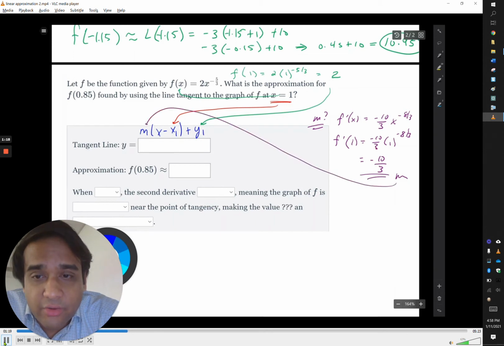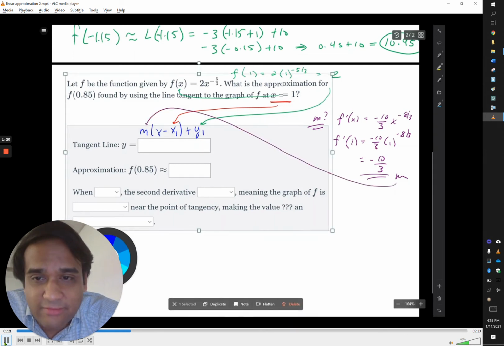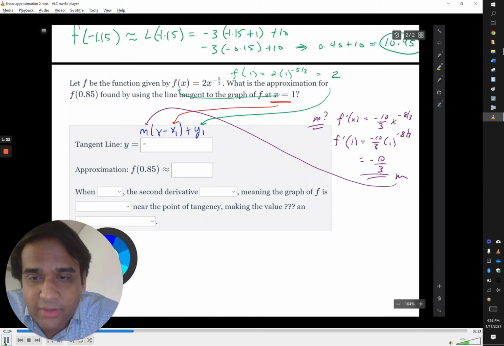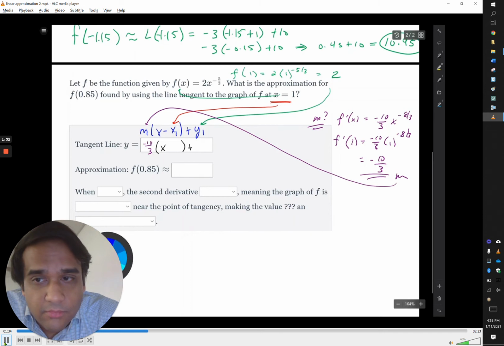So our tangent line equation is now complete. It's negative 10/3 times (x minus 1) plus 2.